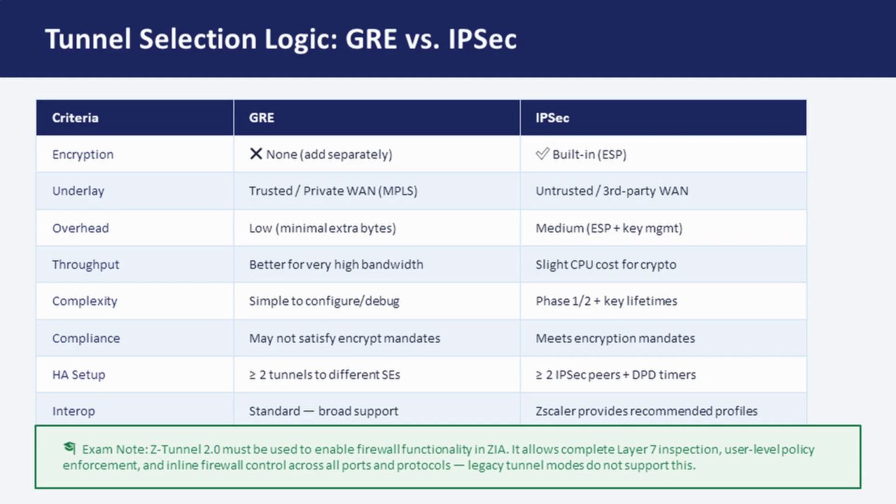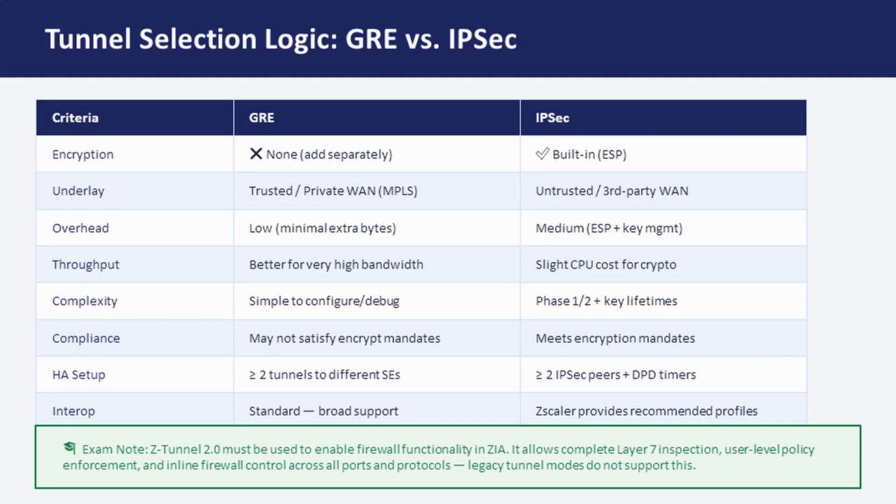If traffic travels over a private MPLS circuit or a dedicated lease line where your carrier provides physical security guarantees, the path can generally be considered trusted. In that case, GRE is typically sufficient. You don't need to encrypt a path that's already physically secure. But if traffic travels over a standard business internet connection, a cable broadband link, a cellular connection, or any public shared infrastructure, that path is untrusted. An attacker could theoretically intercept traffic in transit. IPsec's ESP encryption makes intercepted traffic unreadable, which is exactly what you need in this scenario.